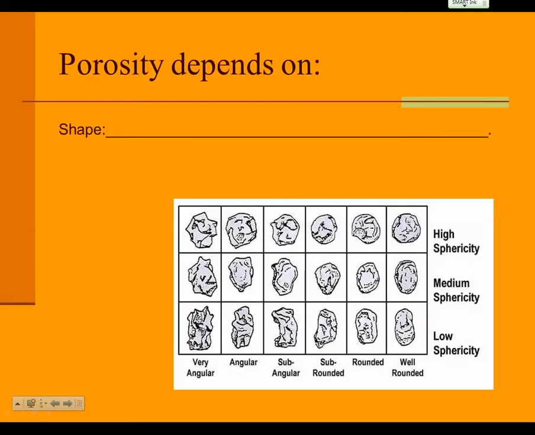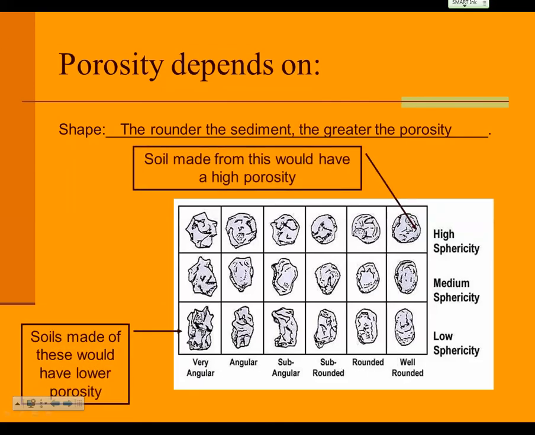So porosity depends on three factors. And the first is shape. And it turns out that the rounder the sediment, the greater the porosity. And that's because round sediments don't fit together very well. They're not like jigsaw puzzle pieces.